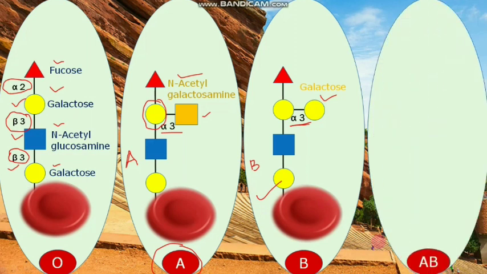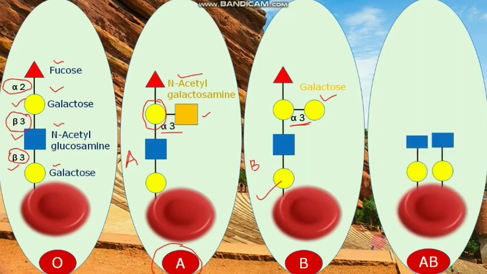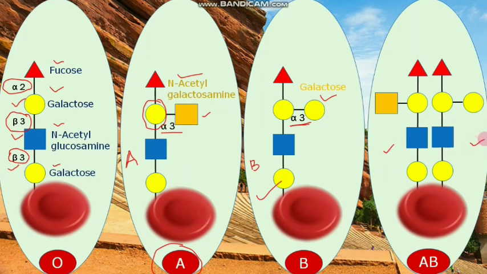Now let us consider the AB blood group individuals. In the case of the AB blood group, from the name itself we can see that there will be two antigens present on the RBC, the A antigen and the B antigen. So both A and B antigens will be expressed, and that's why this individual is known as the AB blood group.